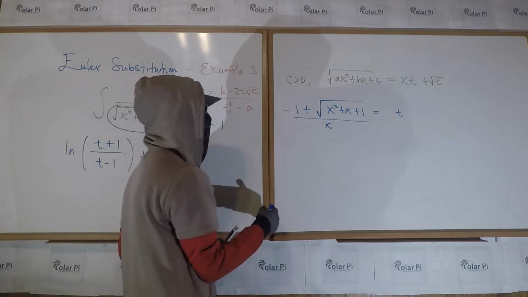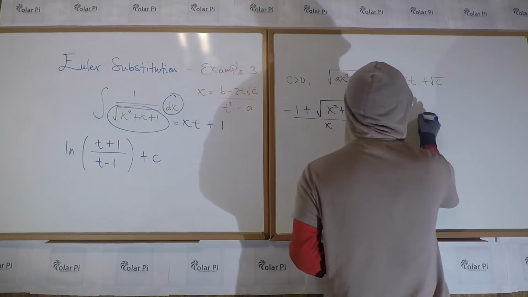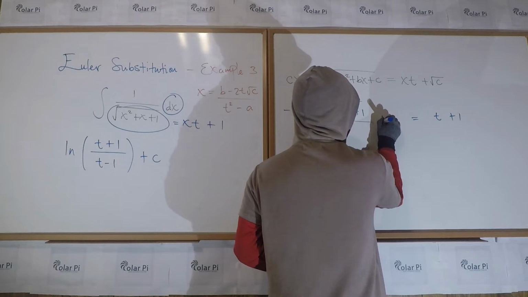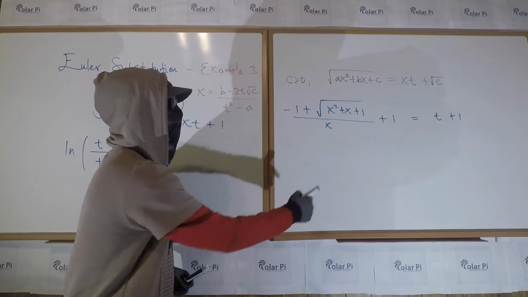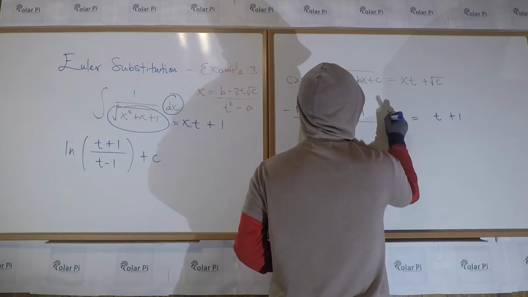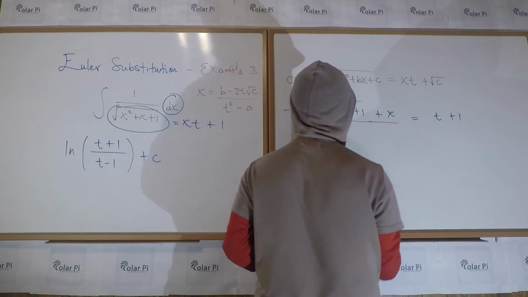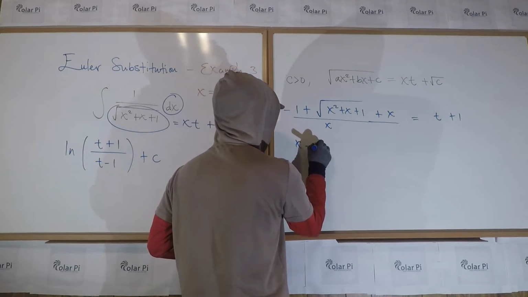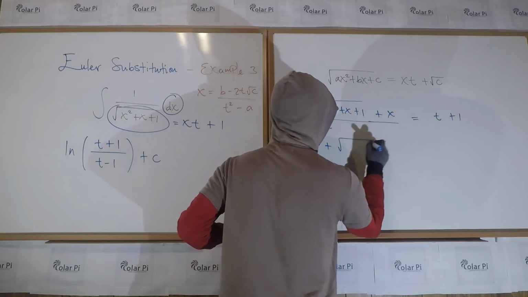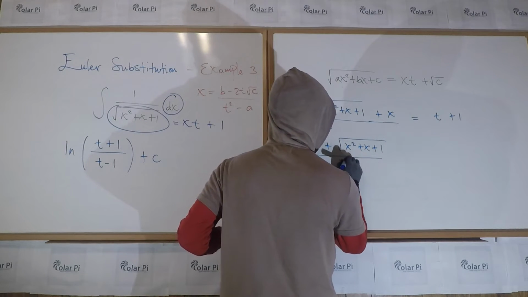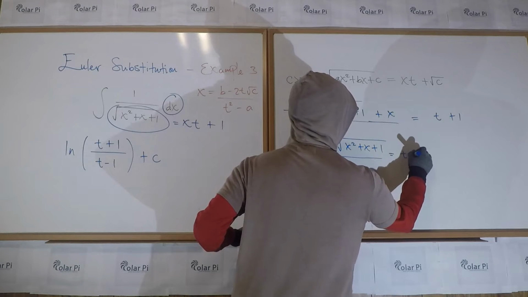Okay, cool. But we don't just have t here, we have t plus 1. So t plus 1 is going to be, so this is equal to t, right? Add 1 here, but adding 1 right here is the same as writing x over x. So I could just write plus x and extend this. So t plus 1 is going to be x minus 1 plus the square root of x squared plus x plus 1, all over x. This is equal to t plus 1.